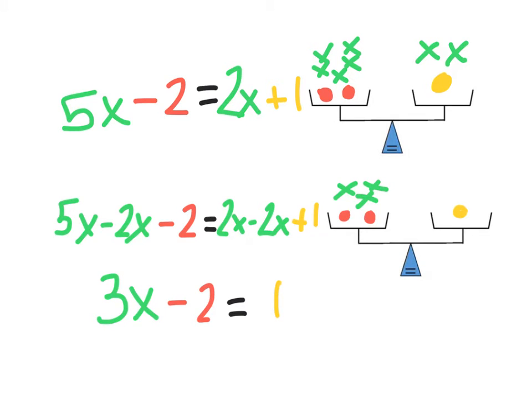Notice how with my numbers, I've shown exactly the steps that I took. I subtracted 2x from each side. So now I'm just going to transfer this. It was 5x minus 2 equals 2x plus 1, and now it's 3x minus 2 is equal to 1.